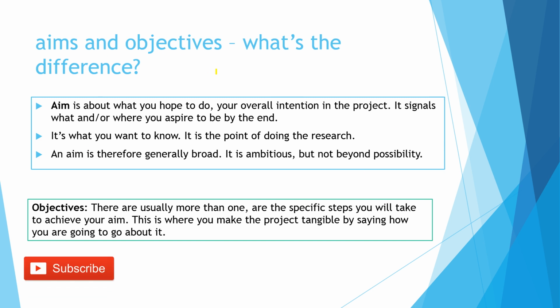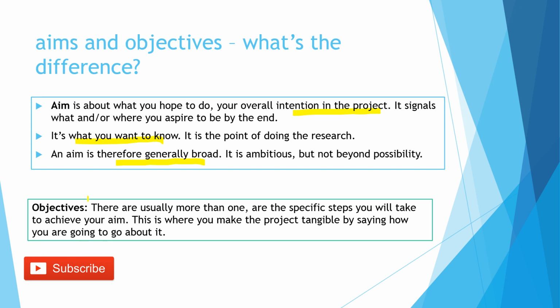So aim and objectives, what's the difference, you might be thinking? Like I explained earlier, aim is about what you hope to do, your overall intention in the project. It signals what and or where you aspire to be by the end. It's what you want to know. It is the point of doing the research. An aim is therefore generally broad. It is ambitious but not beyond possibility. So that is the simplest form you could put it in.